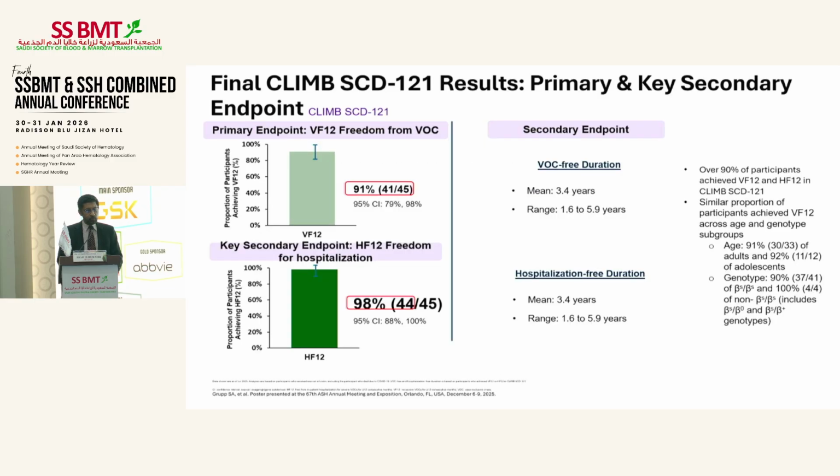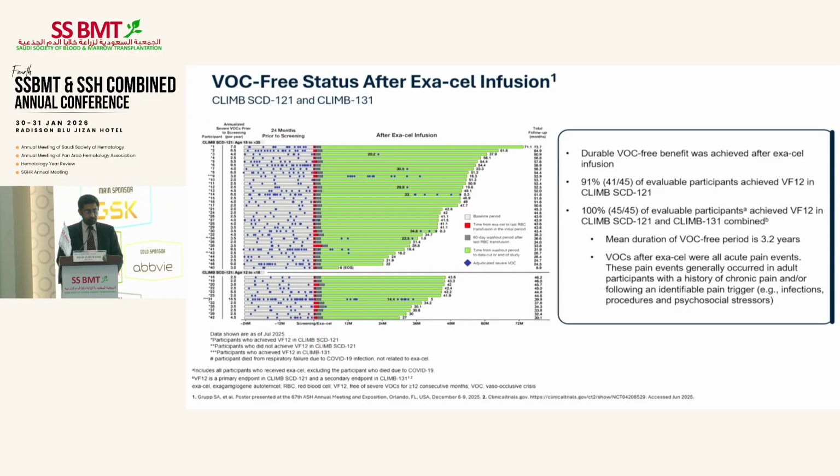The CLIMB 121 primary endpoint was freedom from painful crisis, vaso-occlusive crisis, and freedom from hospitalization. And at 1 year, 91% of patients were free from vaso-occlusive crisis, and 98% were free from hospitalization.